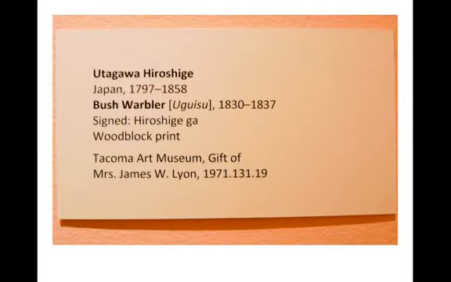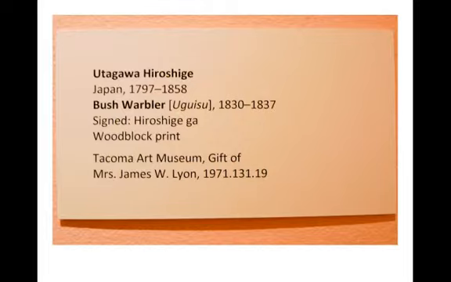In this example, you can see some important information. Up at the top, we can see the artist's name, Utagawa Hiroshige from Japan. We see his date of birth of 1797 and the year of his death in 1858. The next line we see is the title, Bush Warbler, and the years in which it was created.